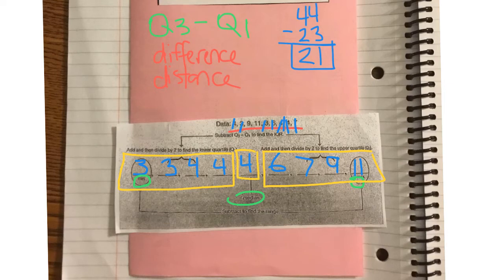Now if I'm looking in the middle over here, I can cross out my 3 and my 4, and then I end up with two numbers in the middle. That's okay. I know that halfway between 3 and 4 is 3.5. So that is my Q1. Now over here, we cross out 6 and 11, and we end up with 7 and 9. Halfway between 7 and 9 gives me 8. So now we've done what we've already done with box plots.